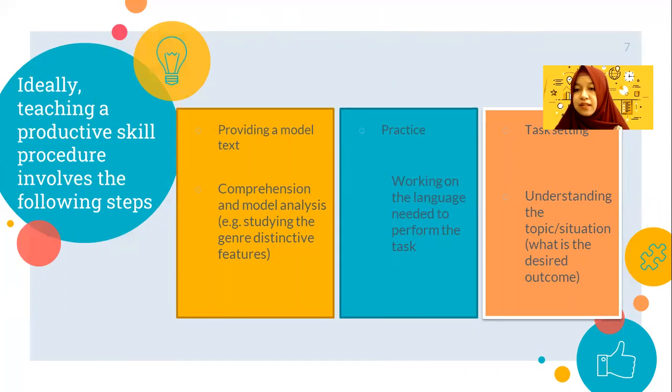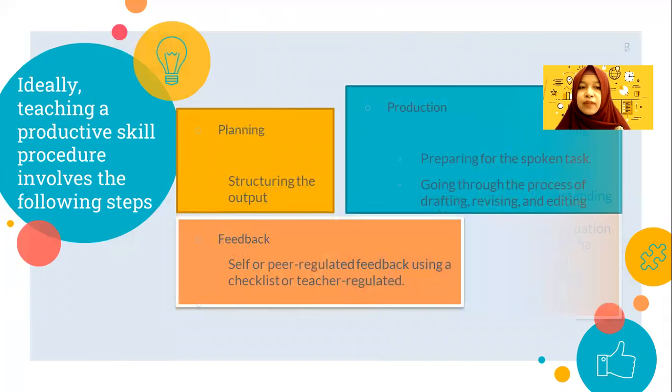And then task setting. Task setting means understanding the topic or situation and what the desired outcome is. And then planning. Planning is structuring the output, and then production. Production is preparing for the spoken task, going through the process of drafting, revising, and editing in writing. And the last one is feedback. Feedback is like self or peer-regulated feedback using a checklist, or teacher-regulated.